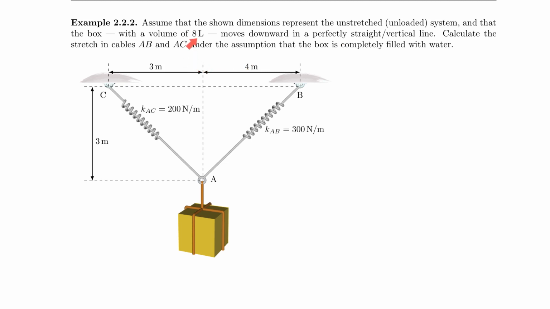And then we also assume that the box has a volume of 8 liters. And of course, let's write that down right away. So 8 liters of water is nothing else than 8 kilograms. And that means it's 80 Newton, right? So we have 80 newtons acting here. And now we can calculate the stretch in cable AB and AC. So AB is here and AC is here under the assumption that the box is completely filled with water. So that I already did here.